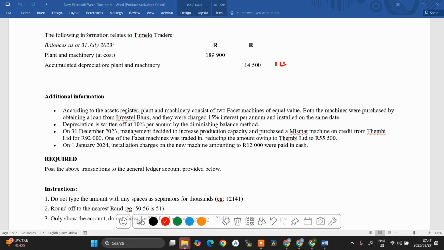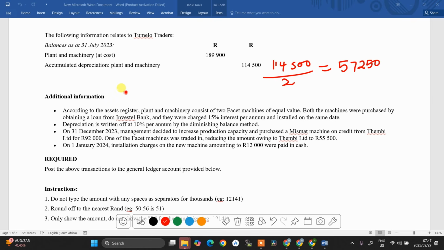So we are going to say 114,500 divided by 2, and then this is going to give us the accumulated depreciation. 114,500 divided by 2 will give you 57250. Okay, so now that we have the accumulated depreciation, what is important now is to calculate the carrying amount.